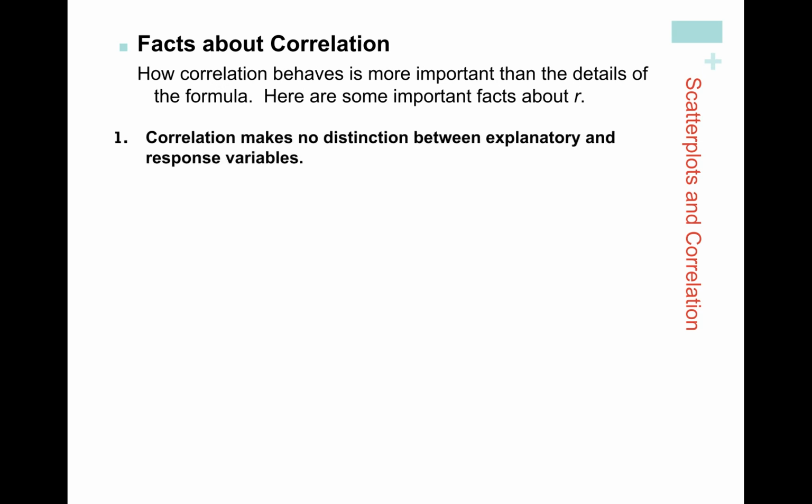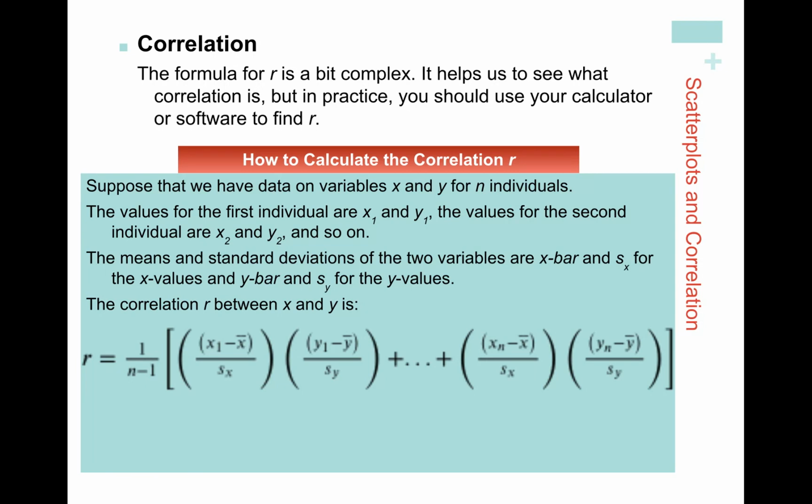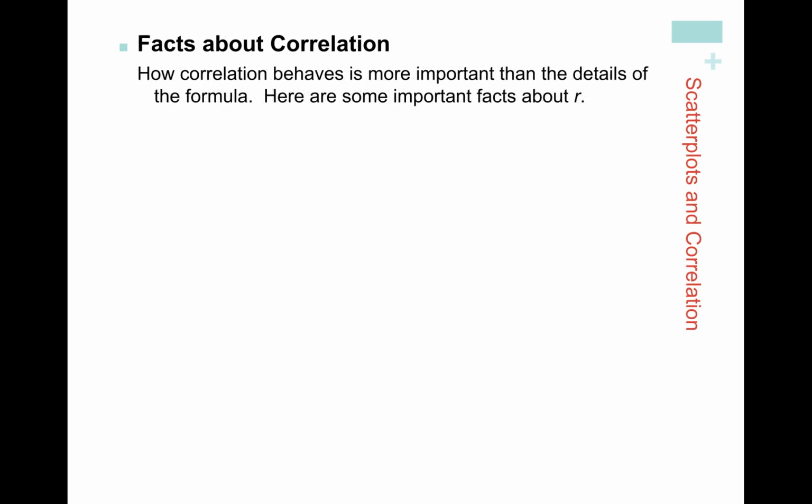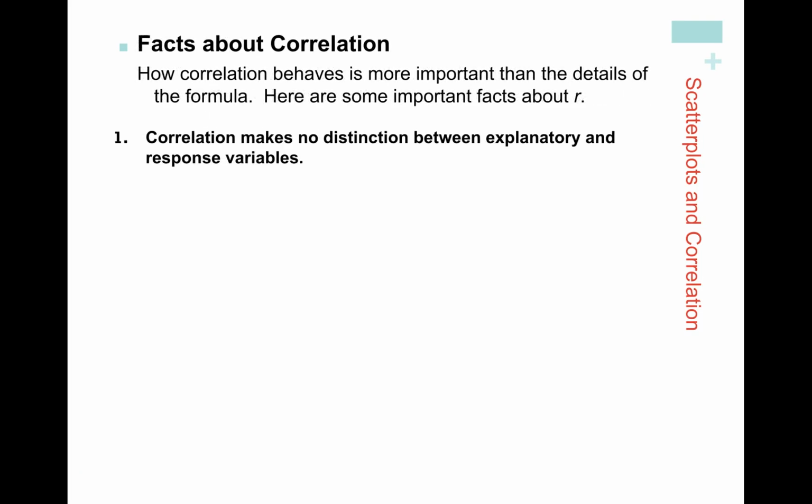Here are some very important facts about correlation. How correlation behaves is more important than the details of the formula. In fact, don't even memorize this formula. Don't even write it in your notes. You're never going to need to use it. All you need to know is that it's some kind of adjusted average, very similar to looking at the standard deviation of x and the standard deviation of y, and you're combining those two things. Math purists, sorry, we're not going to go into the derivation of the formula.